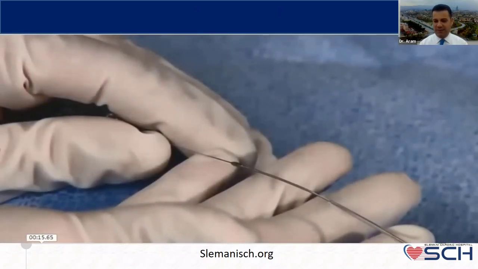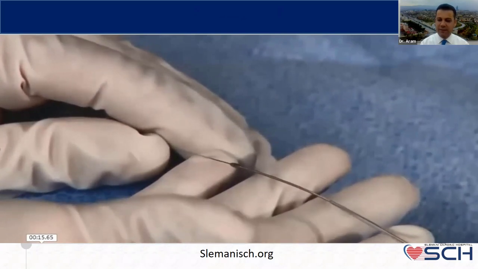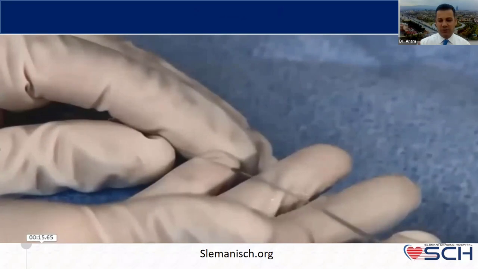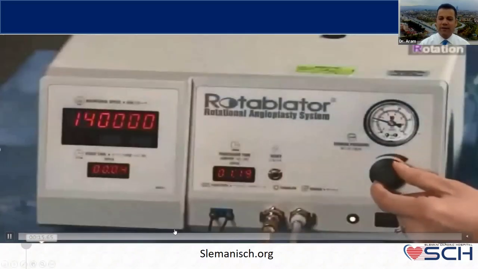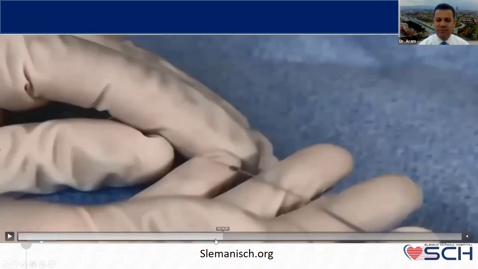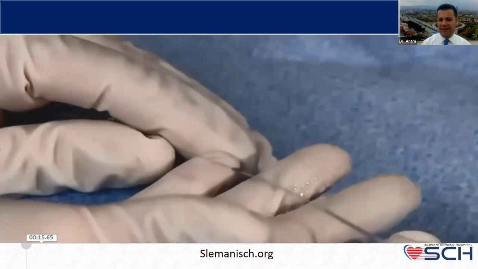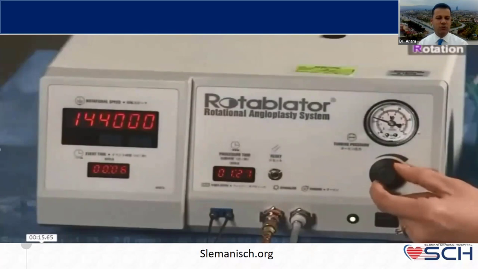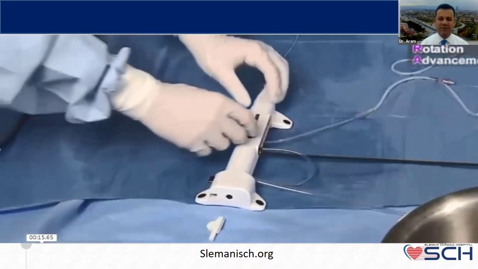So let's repeat that. This is the dripping of the normal saline. This is the cooling system. This is rotation because we are going to test. There's a very important point here. When we are going to rotate on the table, please be careful. Do not touch any gauze or your glove because it will be damaged. And later we are going to make our rotational speed between 160,000 and 180,000.